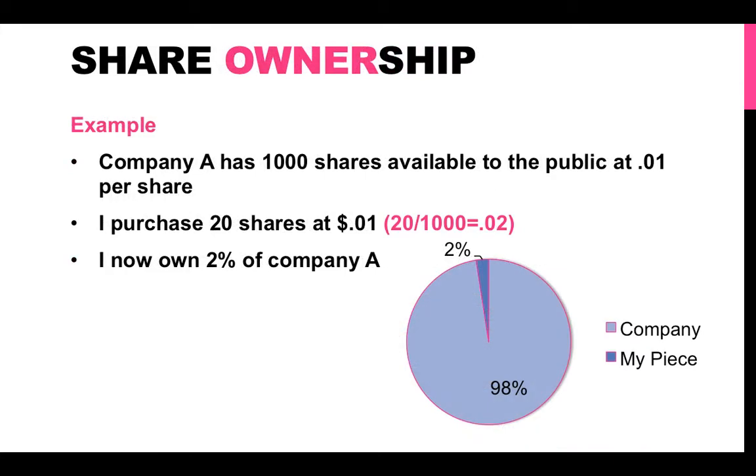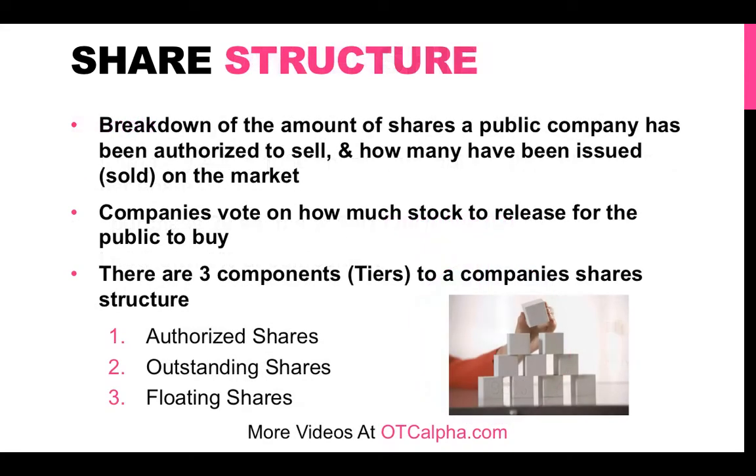Okay, so share ownership. Here's an example. Company A has 1,000 shares available to the public at 1 penny per share. It's a penny stock, which we're focusing on anyway, so it works great. Now I go out and purchase 20 shares at 1 penny each. What you do here is divide the amount of shares you purchased by the amount of shares available to the public. So I divide my 20 shares by the 1,000 that are available, and that's 0.02. In other words, I now own 2% of that company. Okay? So that is what a share of stock is.